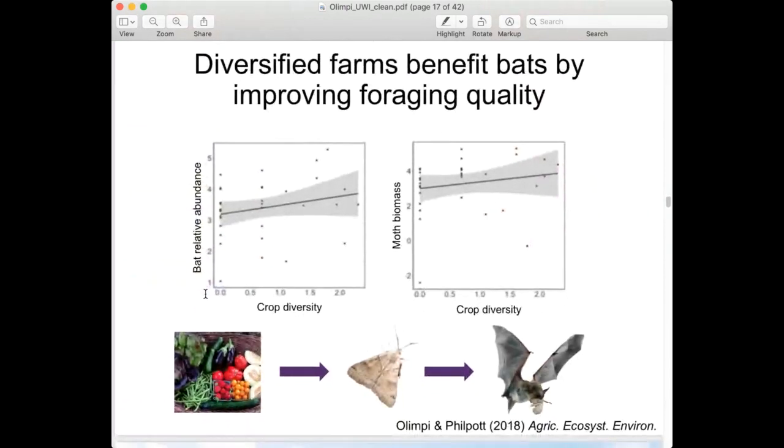What I found was that farms that had higher crop diversity also had higher bat abundance. So on the left here, you can see that bat activity is going up with crop diversity. We also found that on farms with higher crop diversity, there was more moth biomass. So what we're seeing is crop diversity providing stable, healthy populations of insects for bats to forage on, and then bats responding to this improved foraging quality.